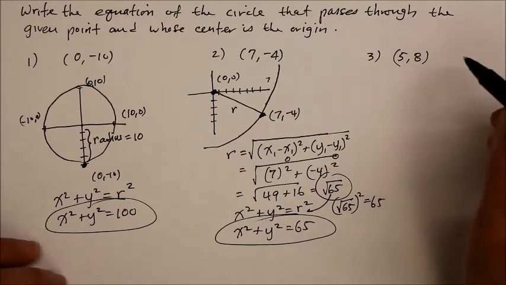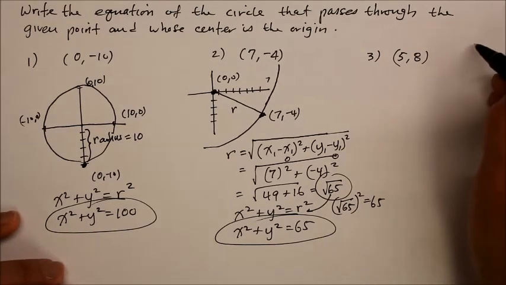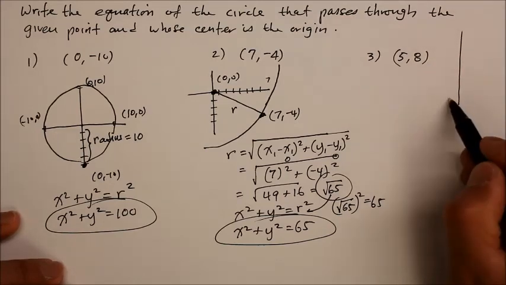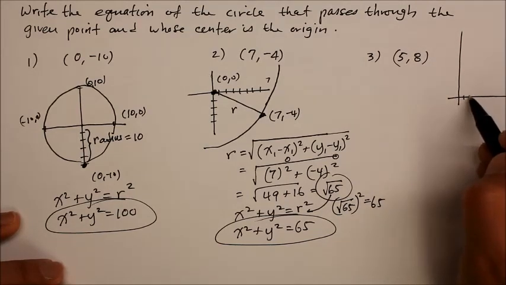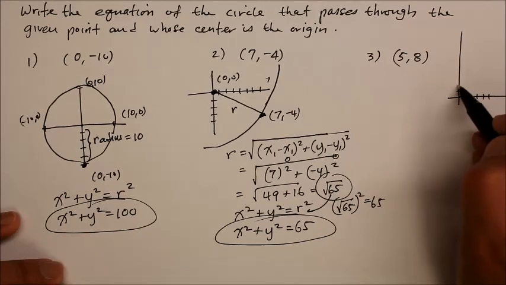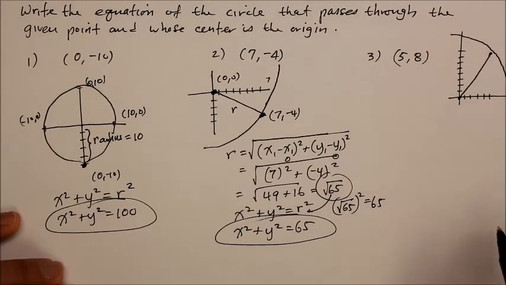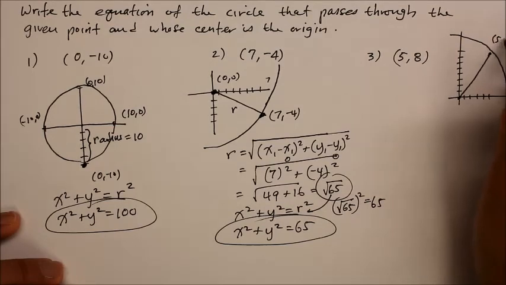And finally, this coordinate, draw the picture again. This time it's going to be in the first quadrant. So let me do it this way. 1, 2, 3, 4, 5. 1, 2, 3, 4, 5, 6, 7, 8. Here is the point on the circumference of a circle. And since the circumference, the radius is from there to the origin. And the circle would look something like this. This is 5 and 8.